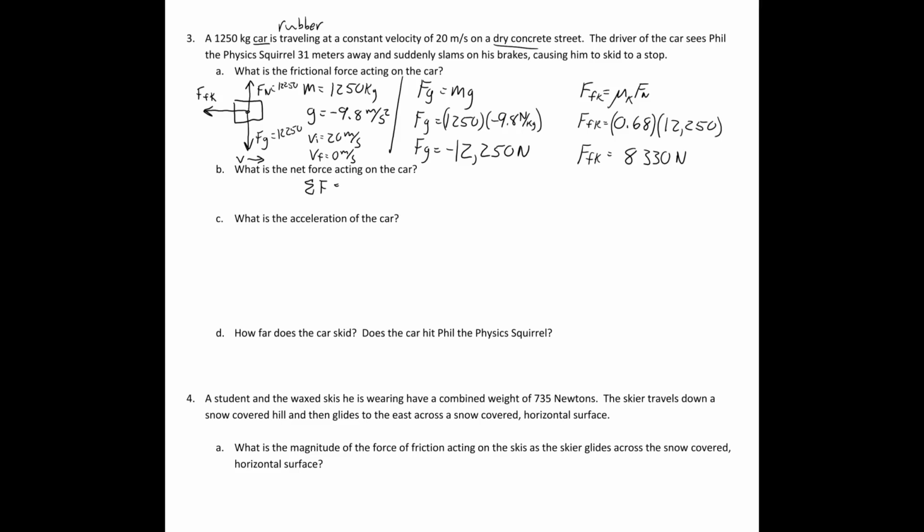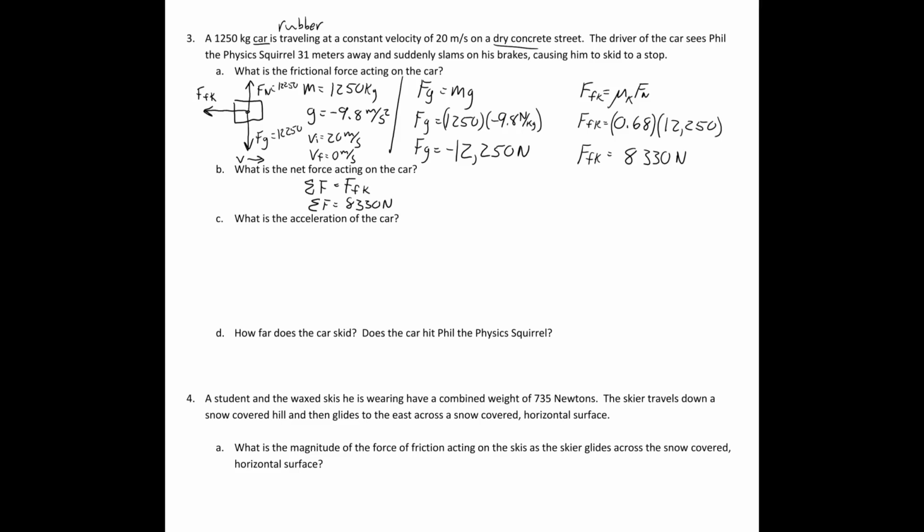Let's look in the x direction. In the x direction, look at all these forces we have. Oh, it's only one force in the x direction. So the net force must be equal to the sum of all these forces we have in the x direction. It's only one of them. So the net force is equal to the frictional force, 8,330 newtons. And the way we drew this, we drew the force of friction pointing to the left.